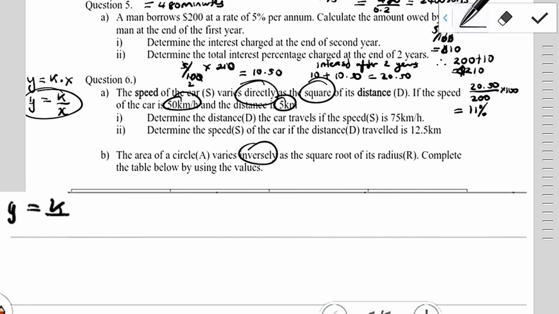This time the question is saying that the area of a circle varies inversely as the square root of its radius. So we need to adjust the formula here. The formula is now going to be A is equal to k divided by the square root of its radius. So that's the new adjusted formula.